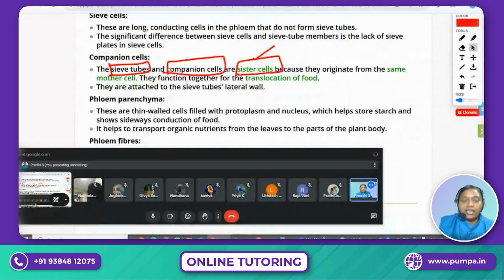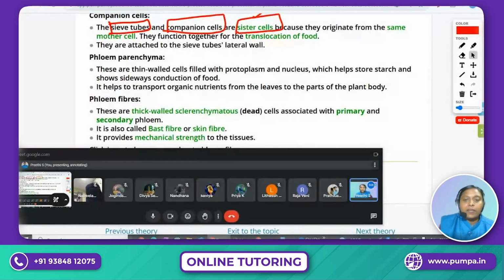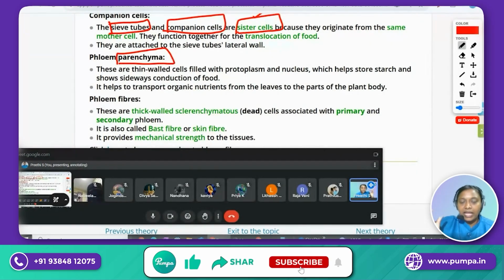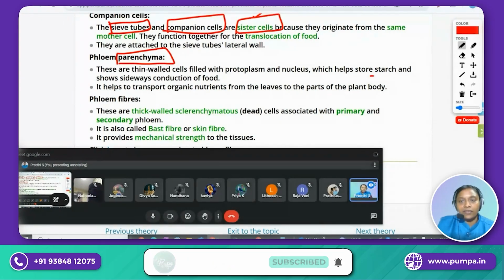And next, a characteristic feature of phloem parenchyma is that it is a living component, and it helps in storage. So it is helpful for storing food.